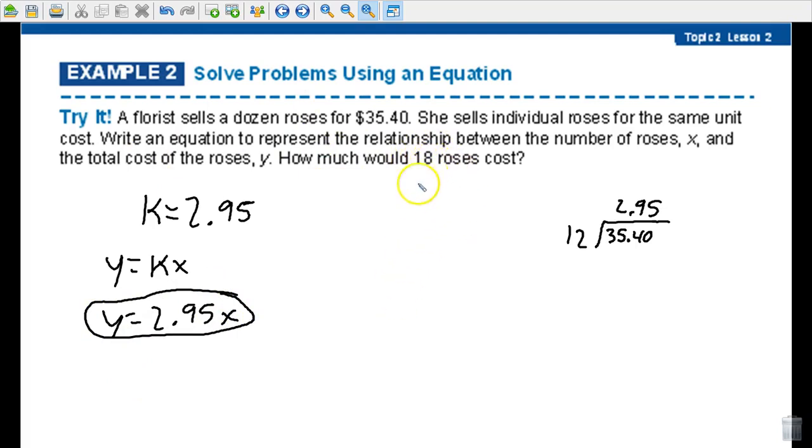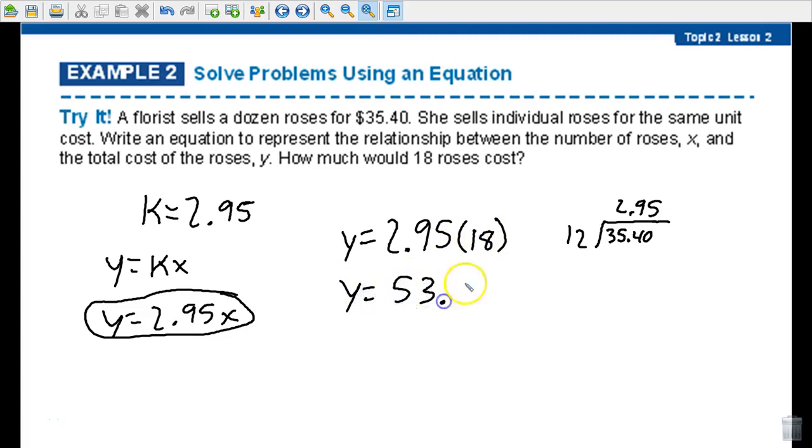Now they want to know how much would 18 roses cost. So 18 would be my x. So I get y equals 2.95 times 18. When I multiply that out, I'm going to get 53.10. And I have to put the two decimals because it is money. It's talking about how much it would cost. So this is your second answer. Okay? Write an equation. How much would 18 roses cost?